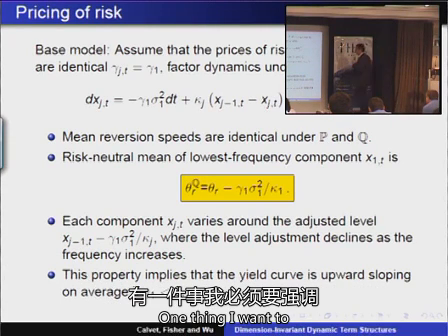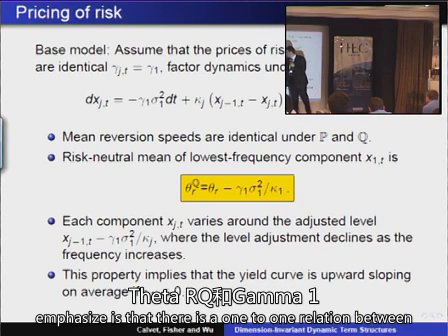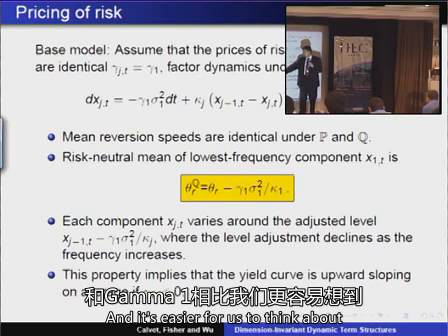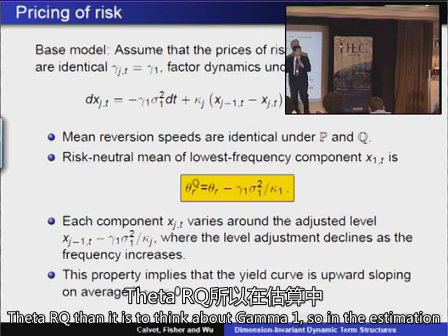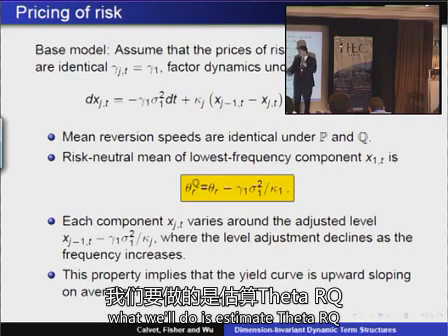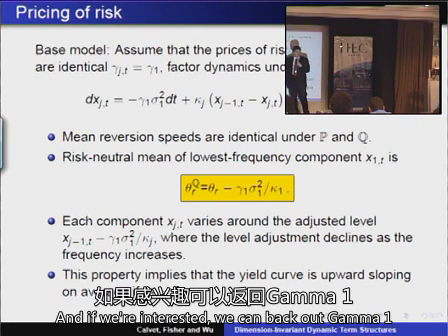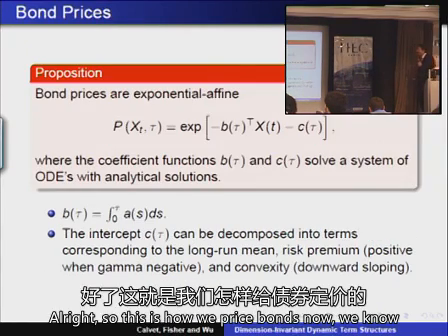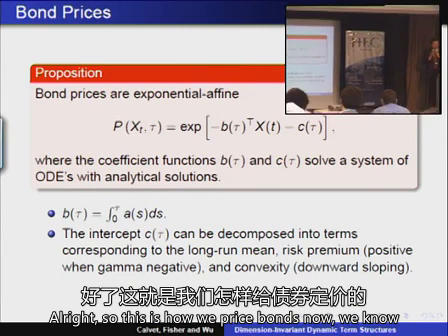One thing I want to emphasize is that there's a 1-to-1 relation between theta rq and gamma 1. And it's easier for us to think about theta rq than it is to think about gamma 1. So in the estimation, we're going to estimate theta rq, and if we're interested, we can back out gamma 1. We will not be interested in that today.